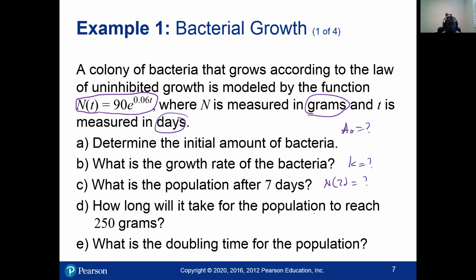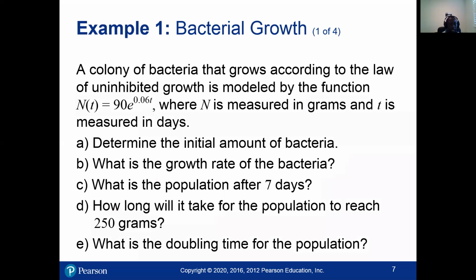How long will it take for the population to reach 250 grams? That means when your N is 250, what is t? So we'll take this equation, set it to 250, and then solve for t. So here we'll be looking for the t. And then, what is the doubling time for the population? Here again, you want to find t when your N of t is twice the initial amount.